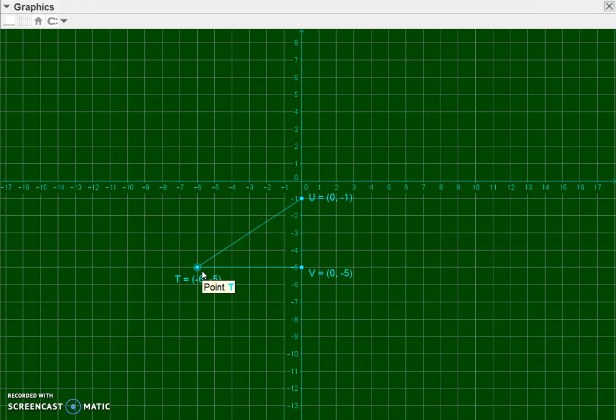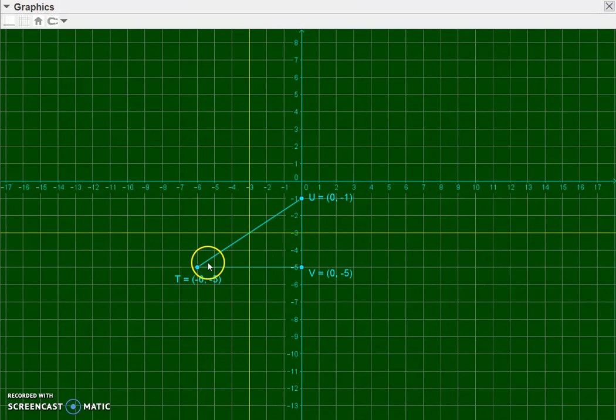This coordinate is -6 and 0, so this is 6 units long, and so the midpoint is going to be right there. And likewise here, this segment is 4 units long, so the midpoint is going to be here. So let us go ahead and create perpendicular bisectors of this segment and this segment.